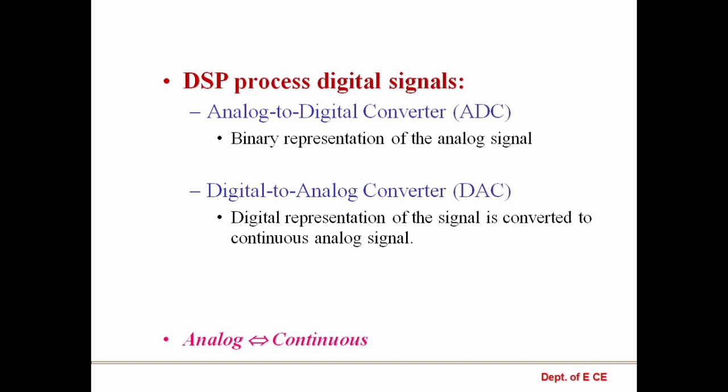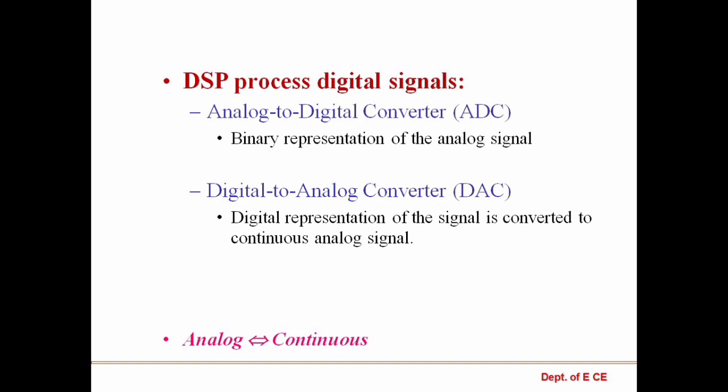We have two methods. One is analog to digital conversion and the next one is digital to analog conversion. For ADC, we are doing the representation of binary from the analog signals, whereas in the case of DAC, we are getting digital information from the continuous analog signal. So these are the two kinds of processes available in a DSP.